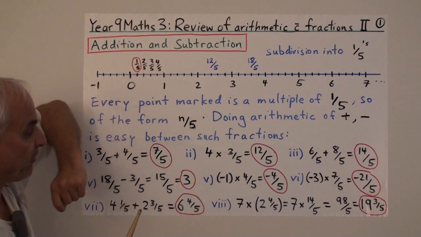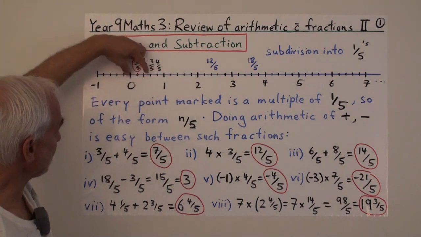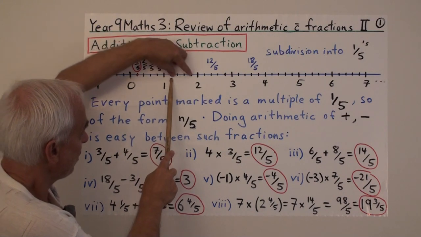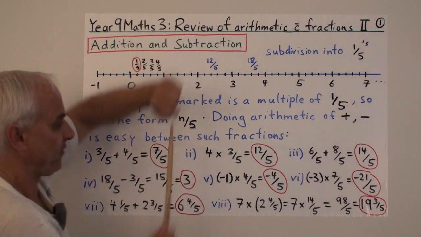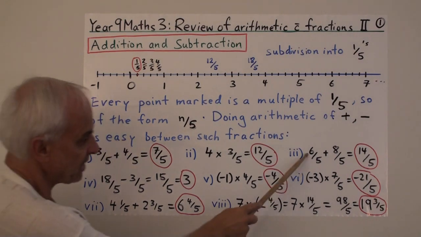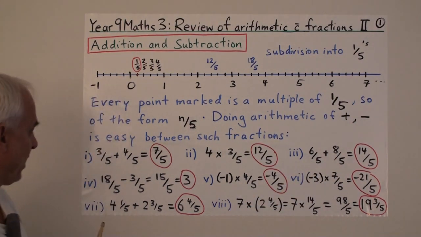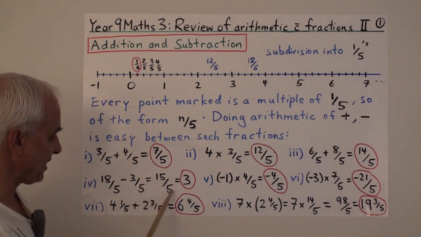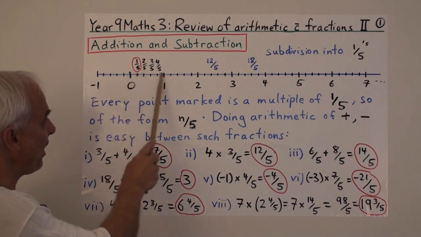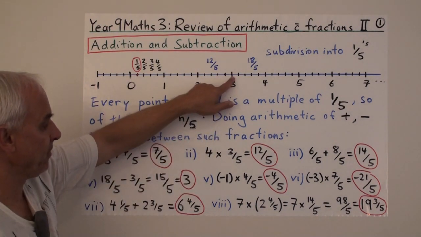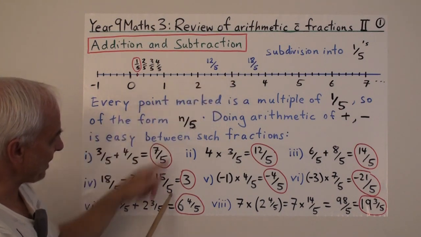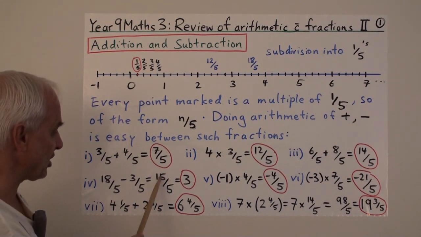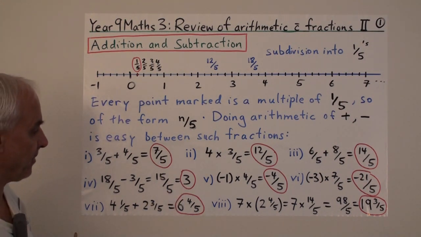4 times 3/5 means 4 copies of 3/5. So there's 3/5, and I want 4 copies of it. Well, there's 1, 2, 3, 4. We end up with 12/5. Similarly, 6/5 plus 8/5 is 14/5. 18/5 minus 3/5 is 15/5, and 15/5 is the same as 3. There's 5, 10, 15/5 is right here. So we can get the simpler name by dividing the common factor of 5 from the numerator and the denominator, giving us just 3 over 1, which is the same as 3.